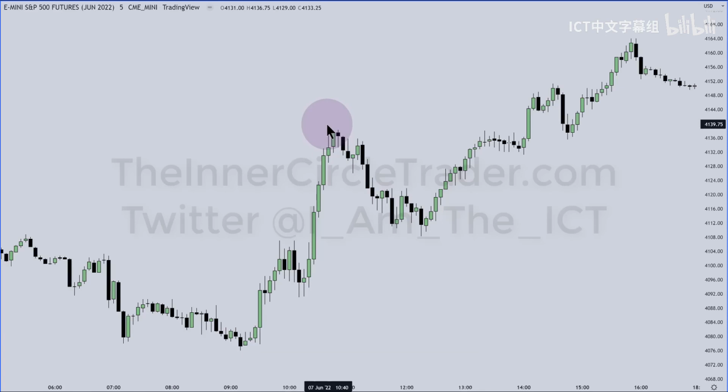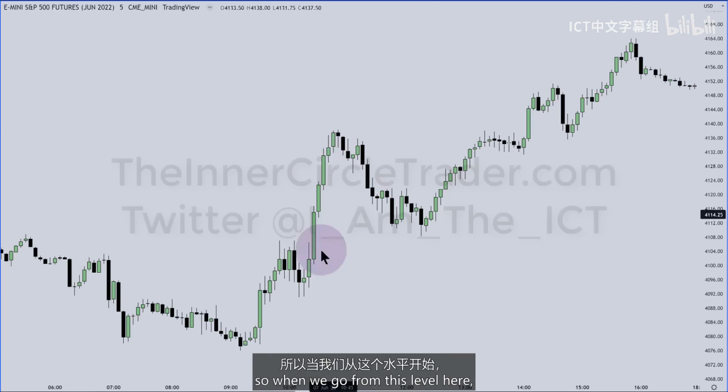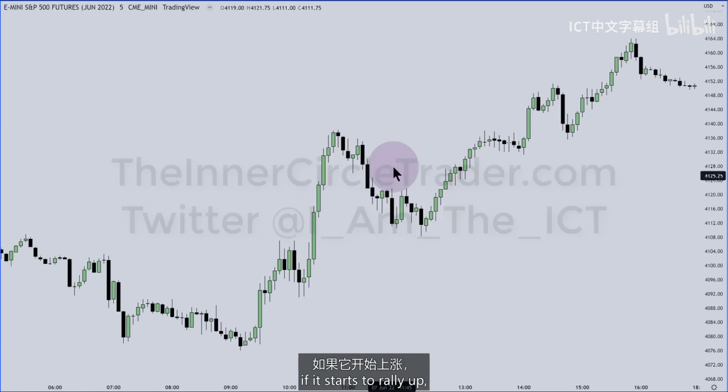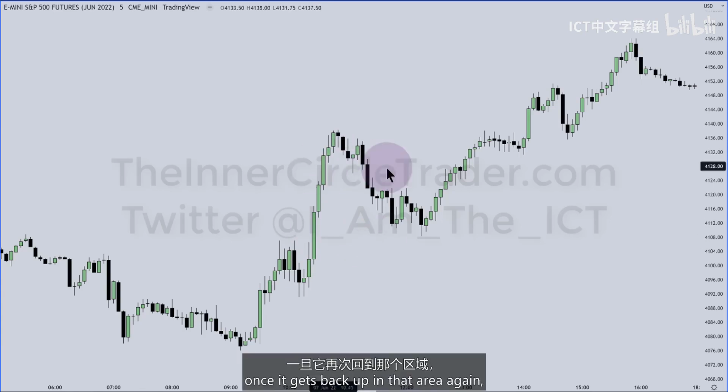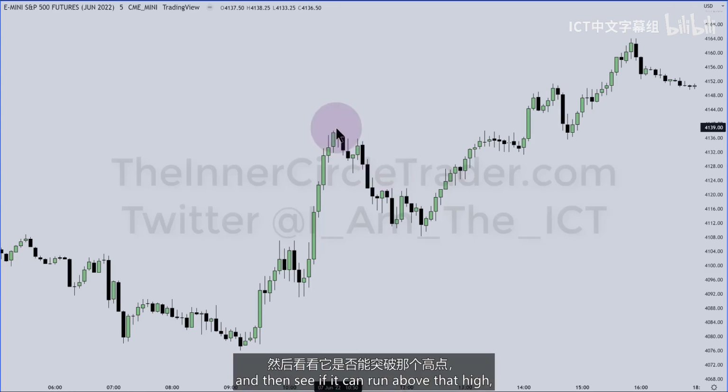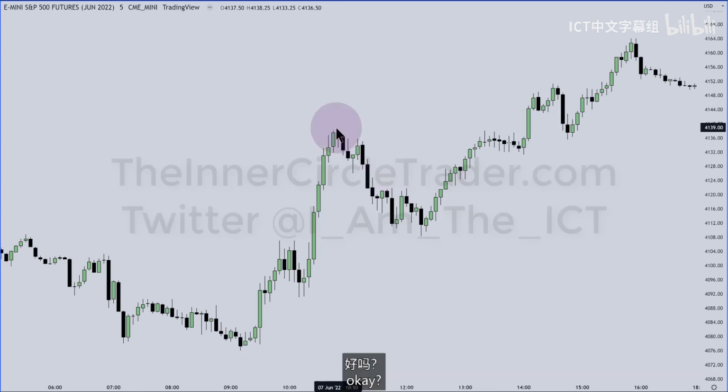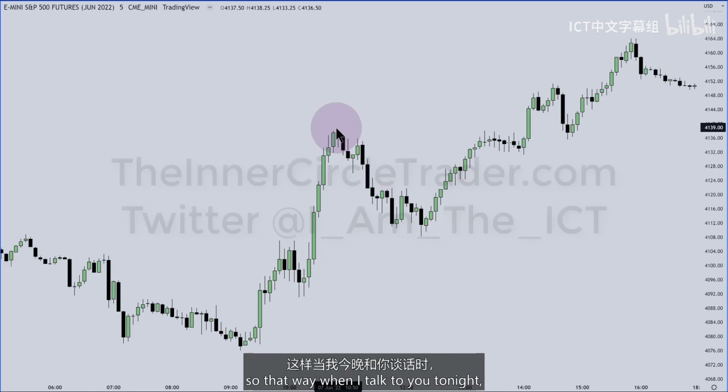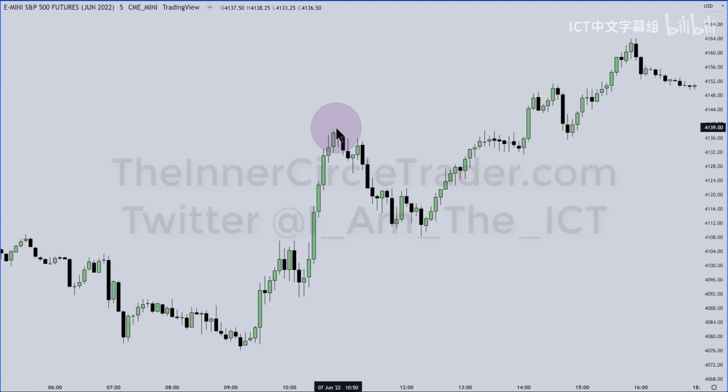When you see me do it in that stinger little vignette video on my Twitter feed, I'm drawing your attention here. So when we go from this level here, if it starts to rally up, once it gets back up in that area again, I'm going to take half the position off and then see if it can run above that high. Okay, so that's what I was drawing to. I'm drawing reference to that so that when I talk to you tonight, because this is our Tuesday lecture, I'm showing you now what it is that I was referring to and why it was there.